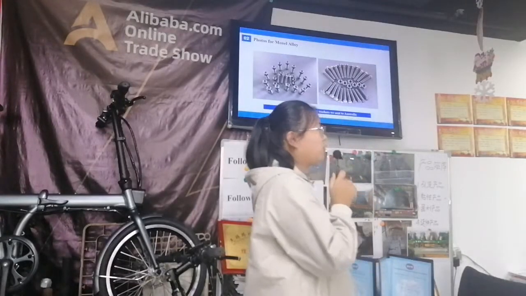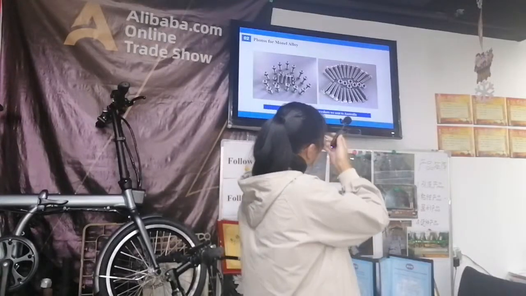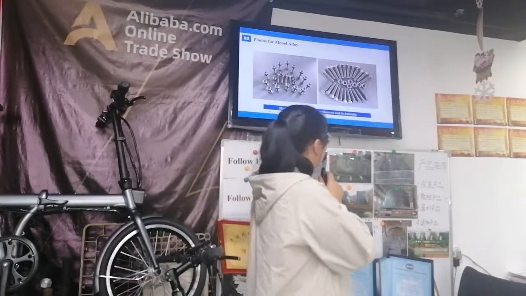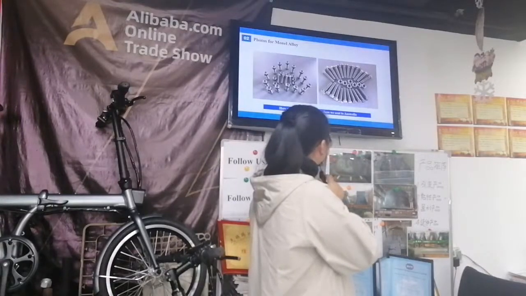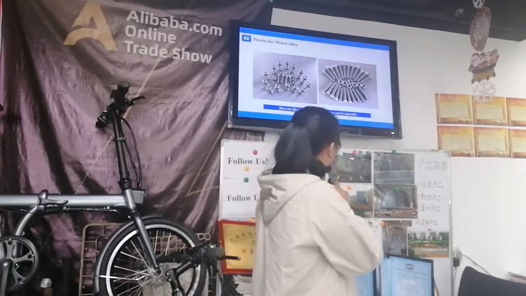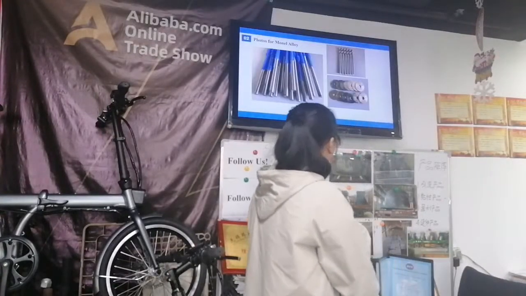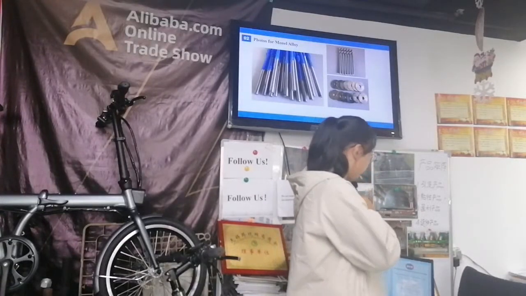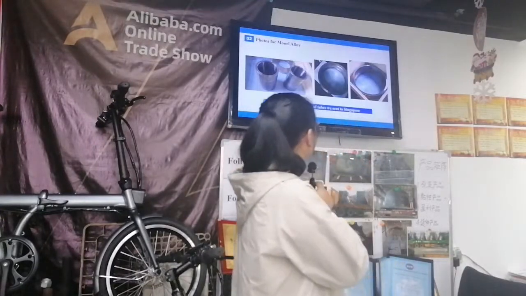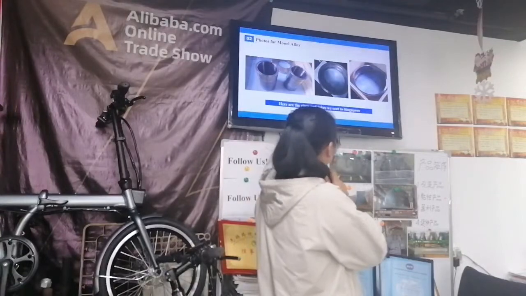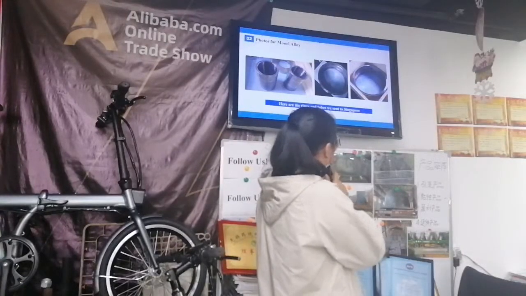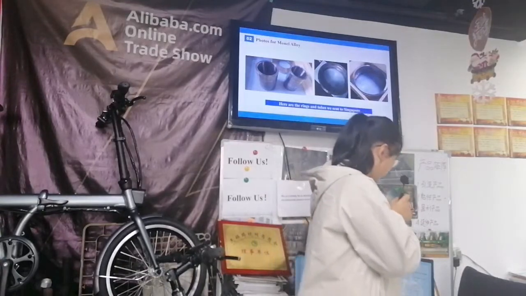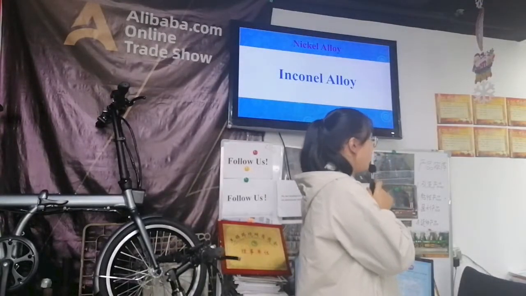Next, some photos of Monel alloy. Here are the bolts, nuts, and washers we sent to Australia. Some photos of Monel alloy. Next, this is Monel alloy round bars, ridges. Next is Inconel alloy.